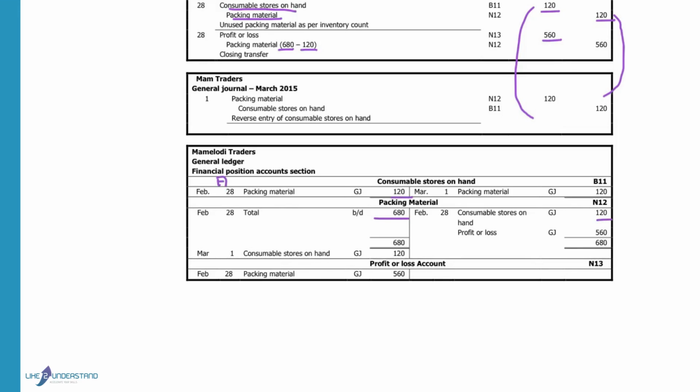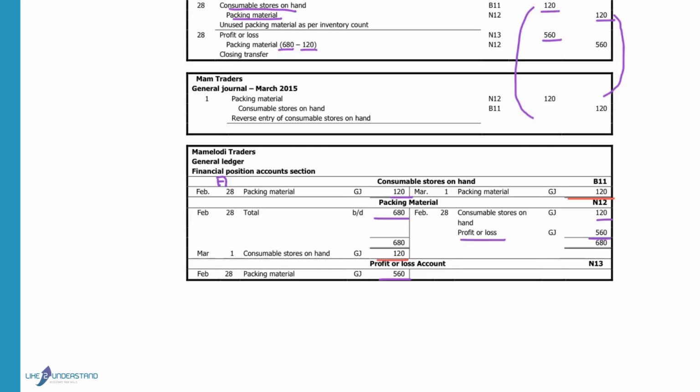And then we can show what was the actual expense for the year, and that is the amount that we will transfer to the profit and loss account, and that is the expense that will reduce our profits. On the first day of the next financial year, I will credit this consumable stores on hand to close the asset, and I will debit packing material with the 120 to indicate that we've already paid the expense.